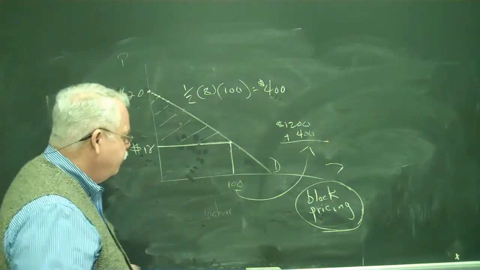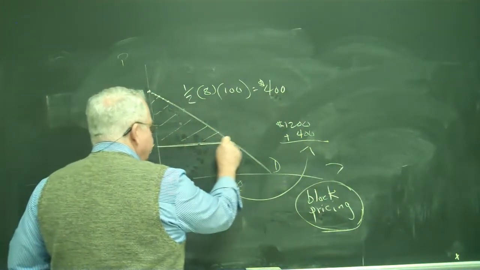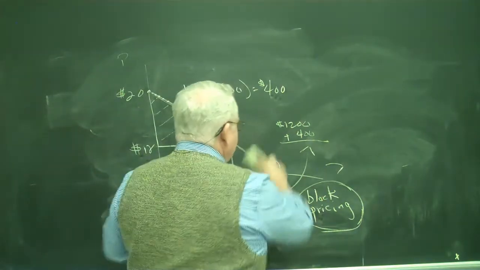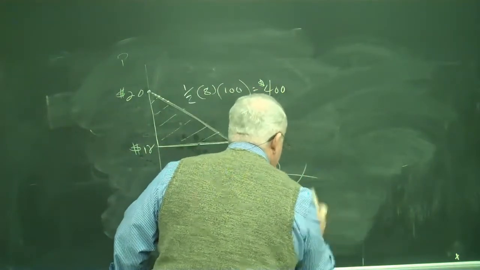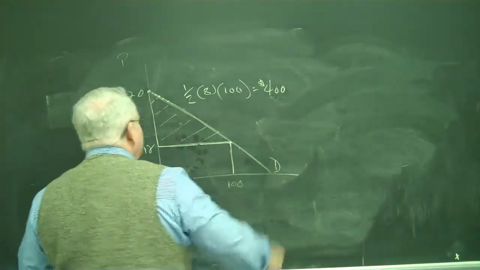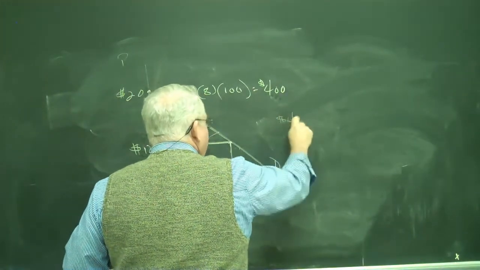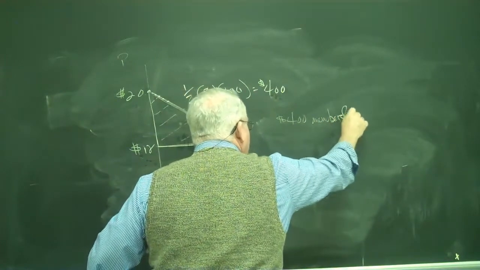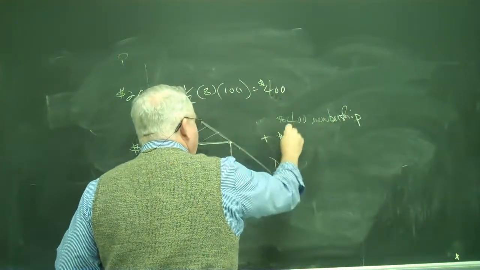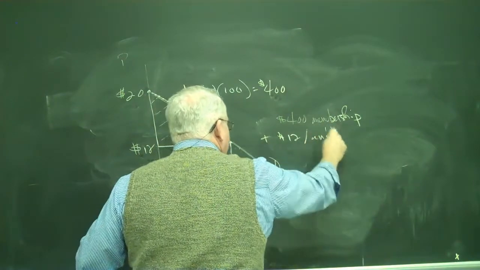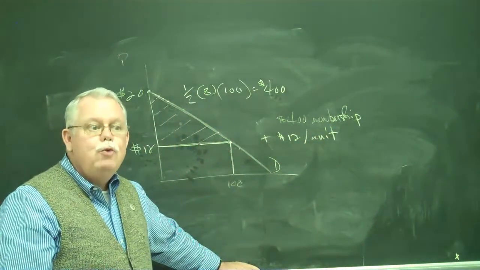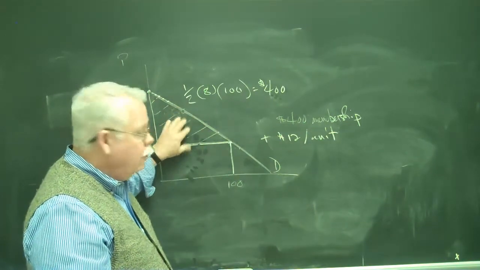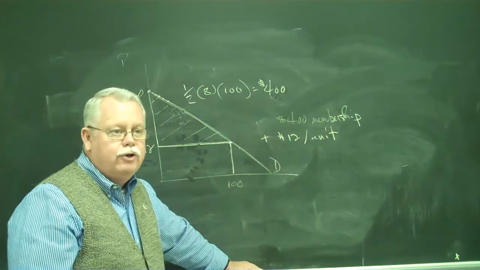Here's another one, though. What if the guy came in and we said, Joe, I'll tell you what. If you want to buy from me, you have to pay a $400 membership plus $12 a unit. Two-part pricing. You charge him a lump sum fee for the surplus plus your normal price.